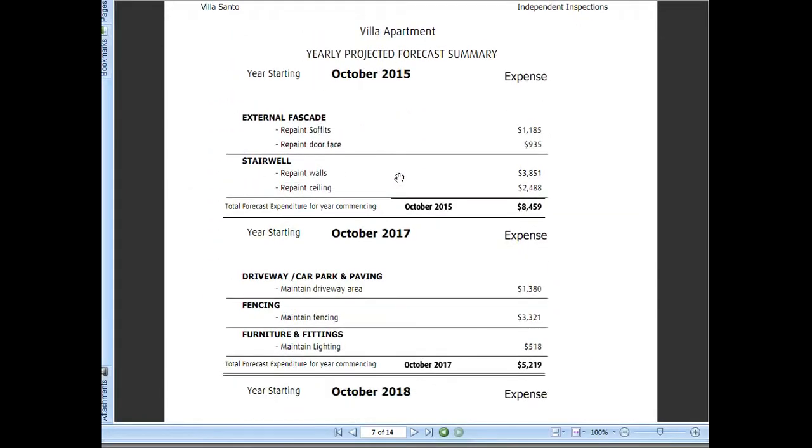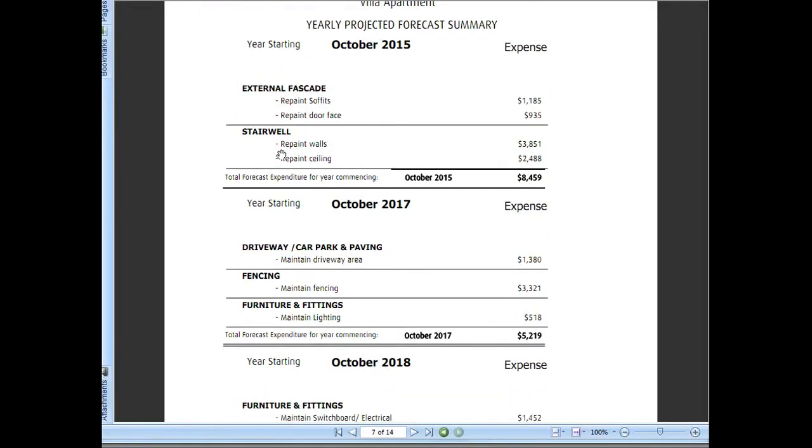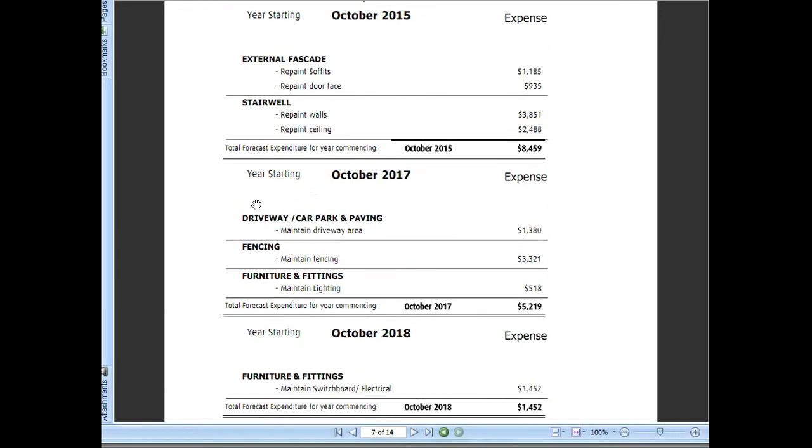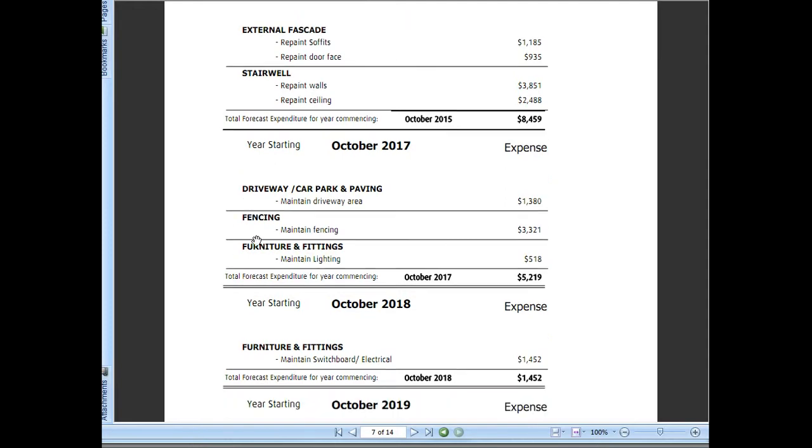Okay. So what we've done from here is cut this down into each section over each year. So you can take these sections out from here and put them into your administration budget. We know that in 2015 we've got external painting coming up, so repainting the soffits, our door faces, and looking at the walls and ceilings in the stairwell. That's the main thing in 2015. Two years after that we've got 2017, so we're looking at the driveway, the fencing and the other items in there.